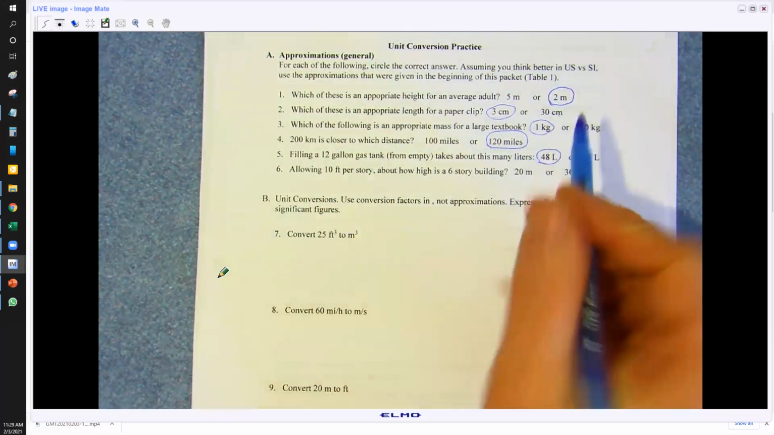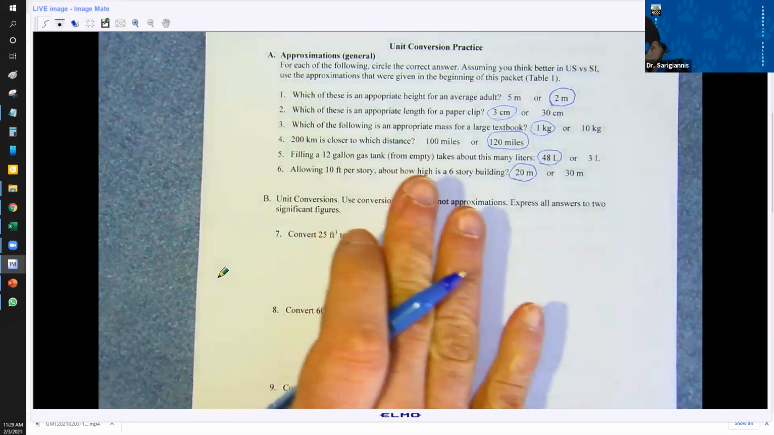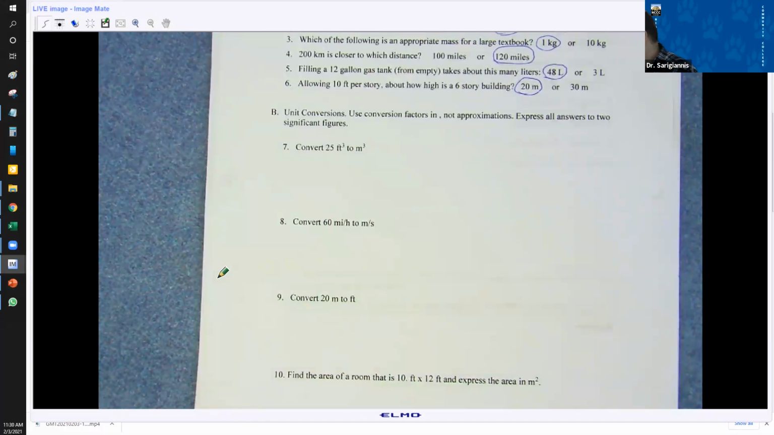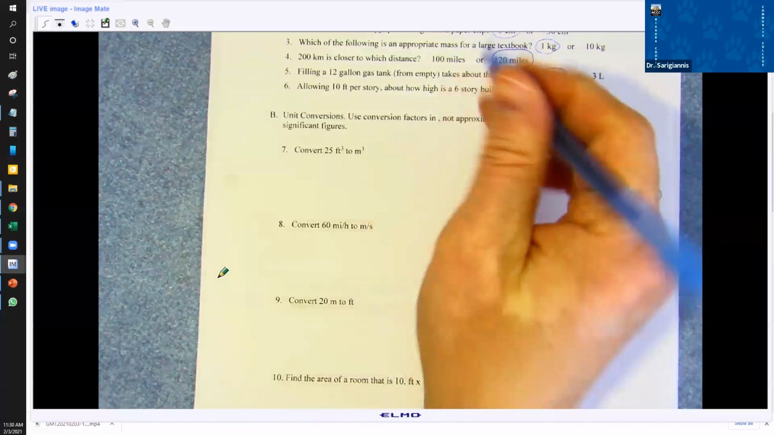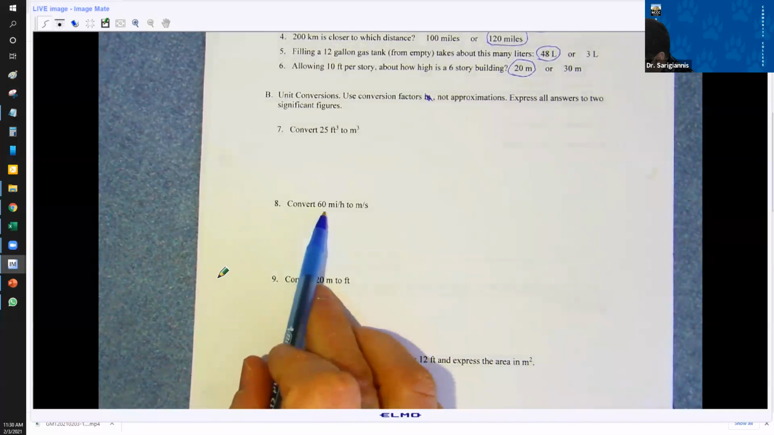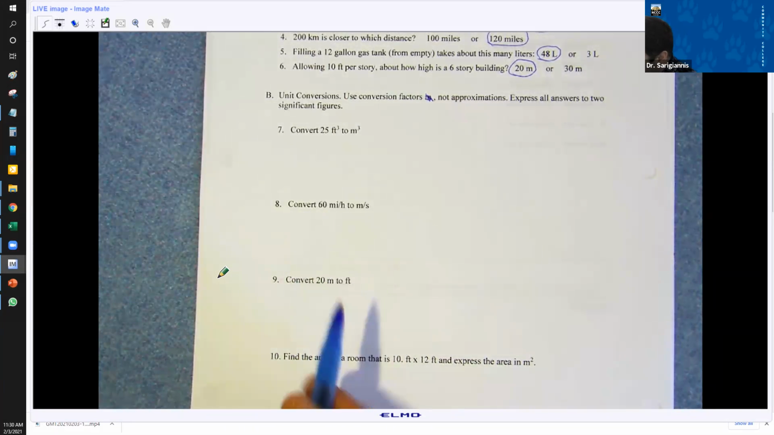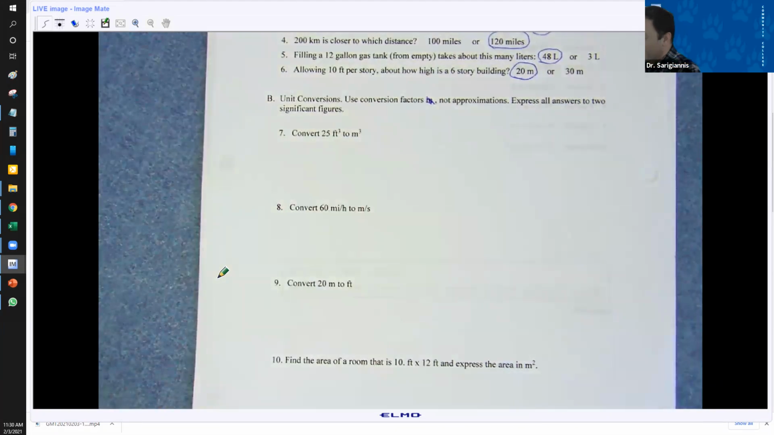Yeah, 20. So it's about 60 feet, and it's about 3 feet in a meter. So those are approximations. Now, when you get down to doing more exact conversions, use conversion factors, not approximations. Express all answers to two significant figures. So in this one, I'm actually telling you to use two significant figures. And notice some of these don't have decimal points. You could put those in, but the point is convert all the answers to two significant figures.